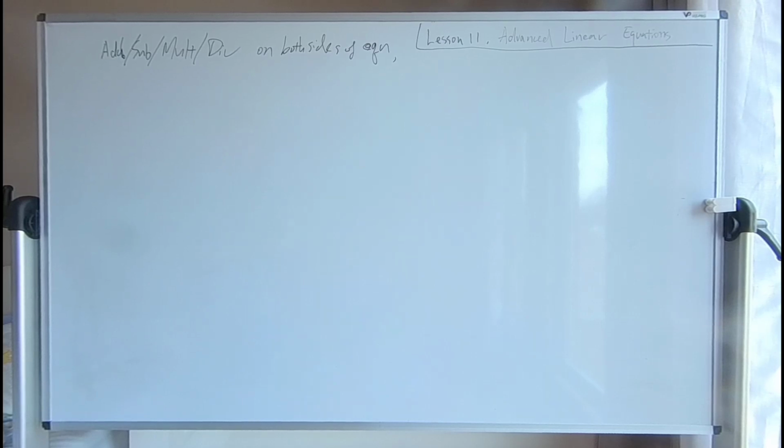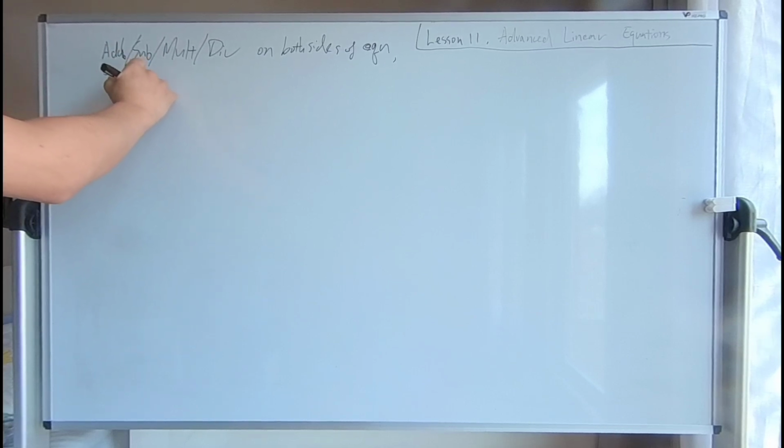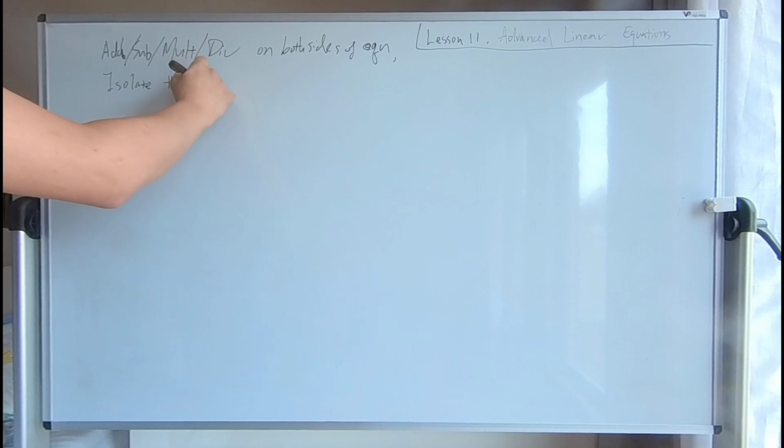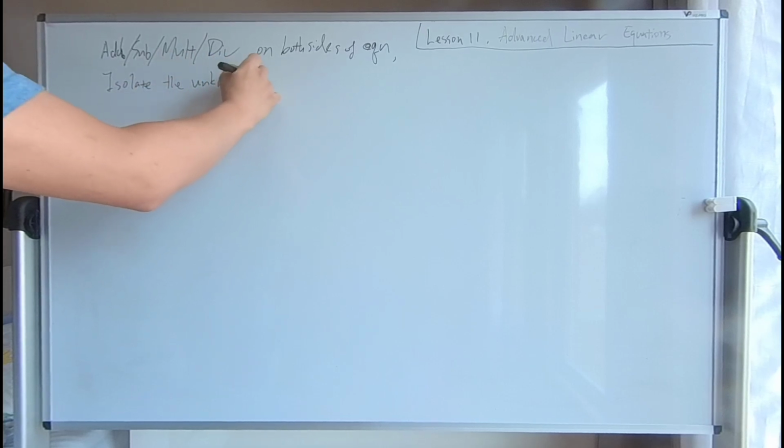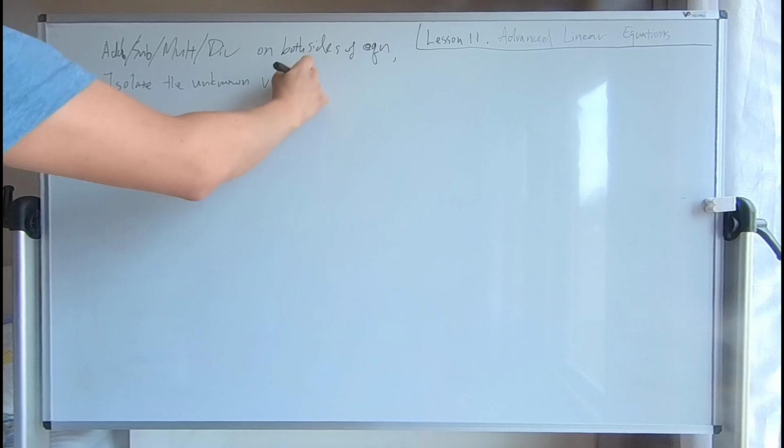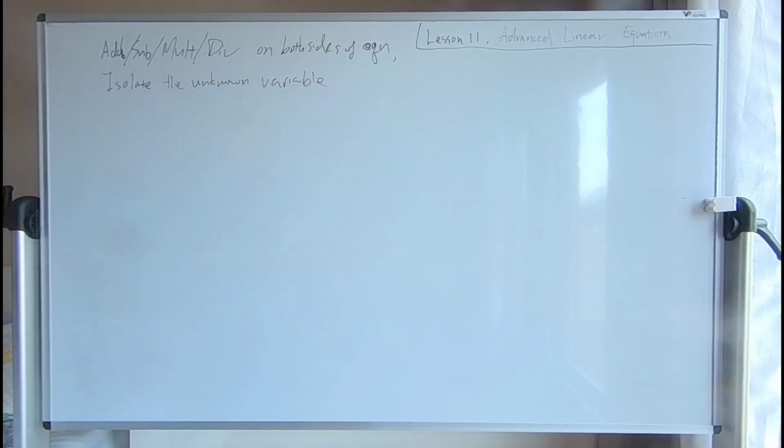And in order to solve the linear equation, all we want to do is really to isolate the unknown variable. Right? Because basically the reason we want to add or multiply the same amounts on both sides of the equations is because we want to isolate the unknown variable to one side of the equation, and in order to solve that unknown variable.